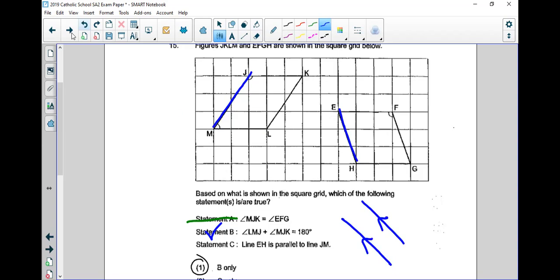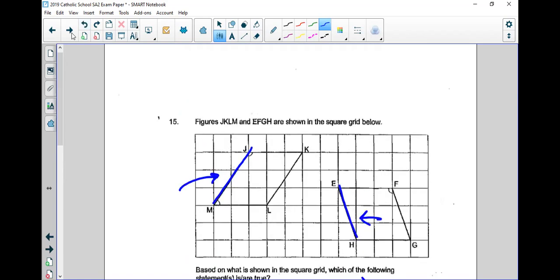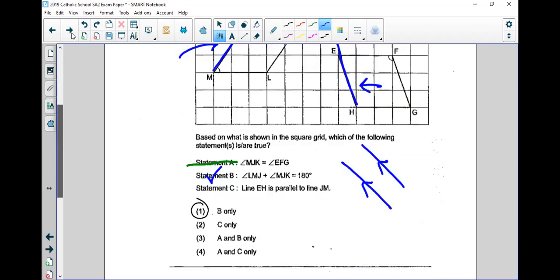But these two blue lines that you see, they are not parallel. Why? Because if you continue drawing, they will meet. Understand? Parallel lines are lines that don't meet. They are equal distance apart. So your statement C is wrong. Therefore your answer has to be number 1.